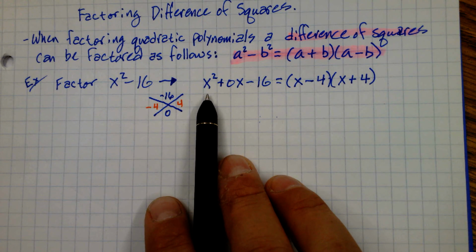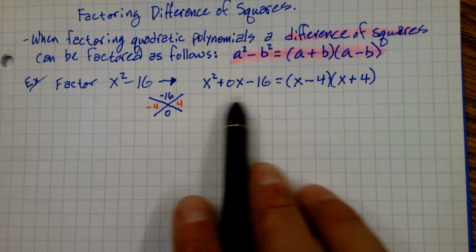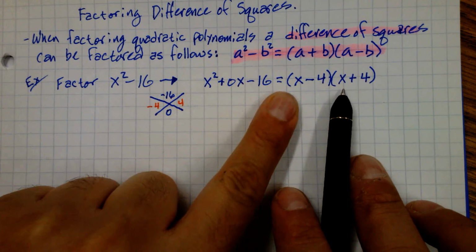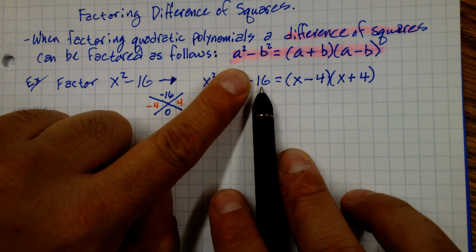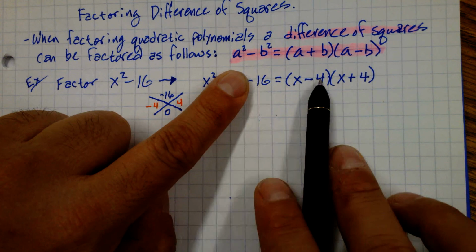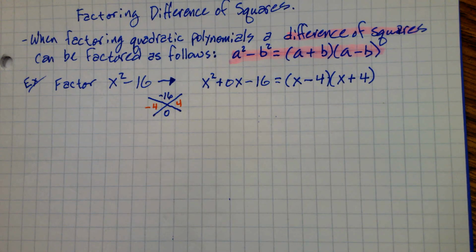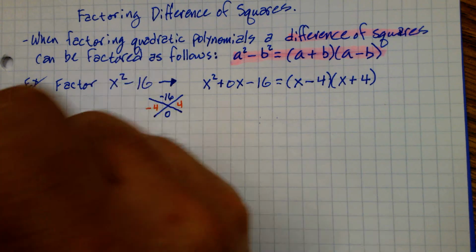But I want you to notice one thing, and we have to think in terms of square roots. If I take the square root of x squared, what's my answer? x. So there you go. If I take the square root of 16, 4. Yeah, 4 times 4 is 16. So basically, think in terms of square roots.